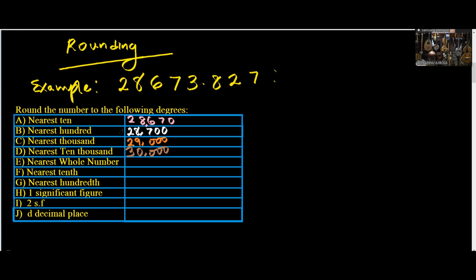Now, the nearest whole number means we should discard all of the decimals. So with that, 8 can turn 3 to 4. Is that clear? Yes, sir. So 8 can turn the 3 to 4. So this is going to become 28,674, right? Yeah. Good.